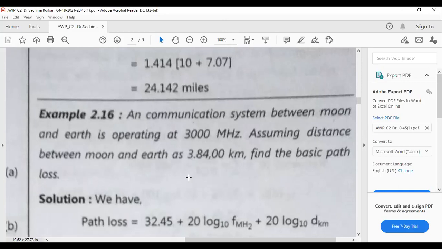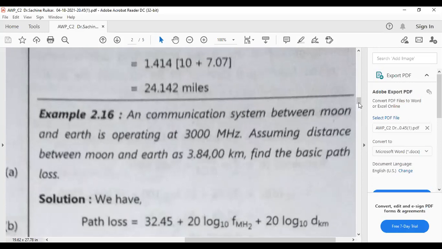This is a derived expression. Simply by using this expression we can simplify the numerical. So path loss is equal to 32.45 plus 20 log10 of f in megahertz. Okay, f in megahertz means the frequency which is given, and 20 log of the distance, which is measured in kilometers, as mentioned here.